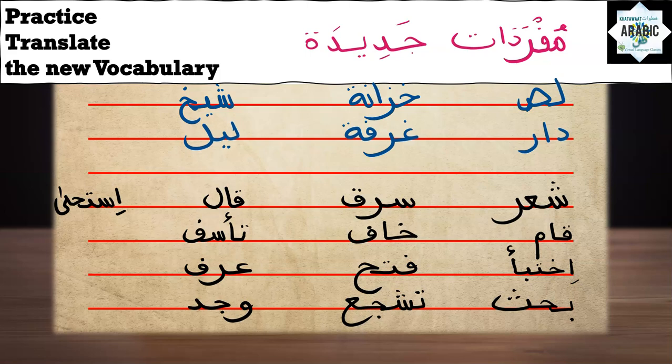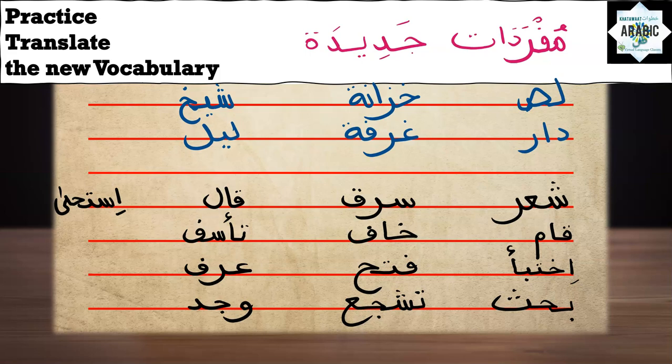What you do is you write them down on your notebook. You look at the word, you articulate it, then you write the translation. I will not provide the English translation, as I would love for you to try to remember from the reading that we had, and you can pause and go back. So the words are lis, dar, khizana, ghurfa, sheikh, and layl.